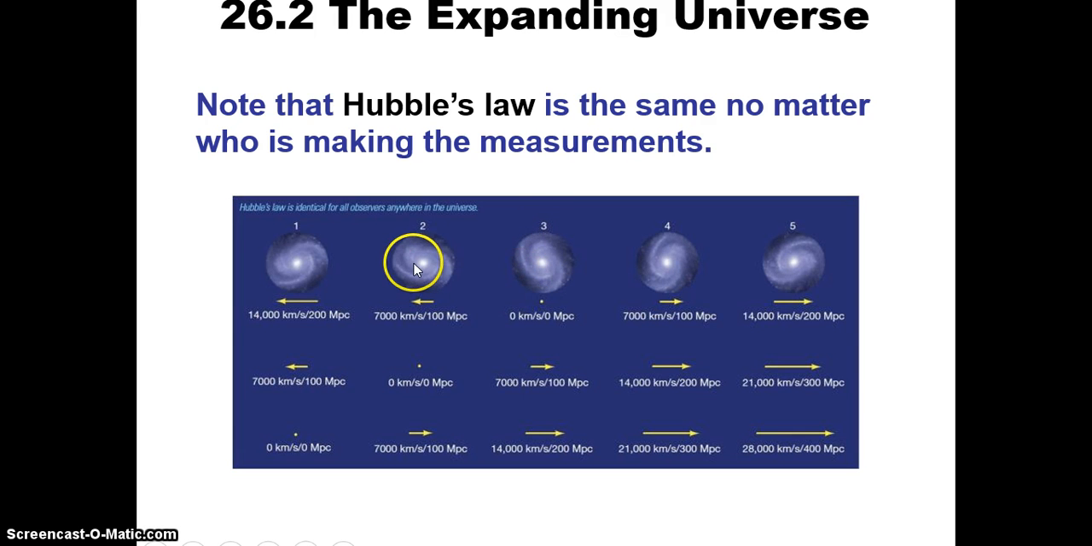You look out in all directions, but you look out 100 megaparsecs in one direction, and you get a recession velocity of 7,000 kilometers per second. If you look out in the opposite direction, you get the same thing, right? And then you look twice the distance, so 200 megaparsecs. It's the expansion. Sorry, galaxies are receding twice as fast, right?